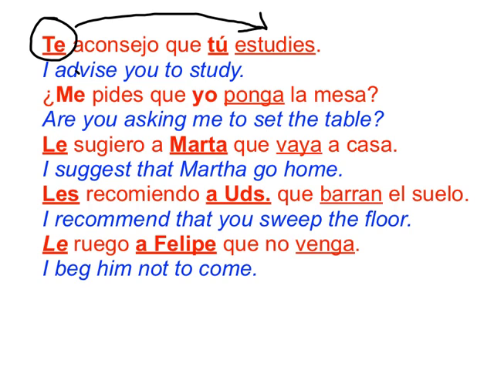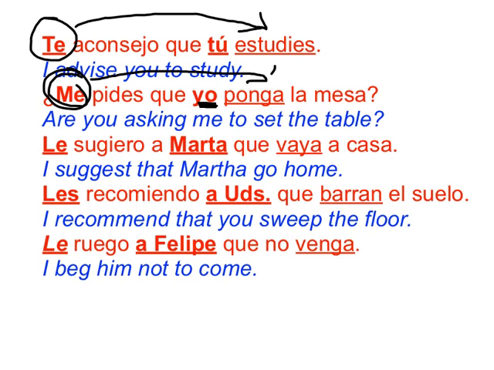Here's another one. Me pides? Me is the indirect. It's going to serve as the subject of the subordinate clause. Me pides que yo ponga la mesa? Are you asking me to set the table? So here's the yo, because that is the indirect, and it serves as the subject of the subordinate clause.